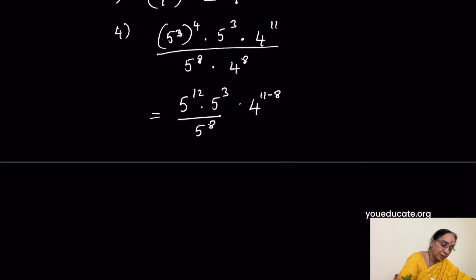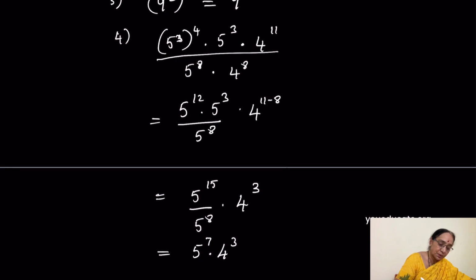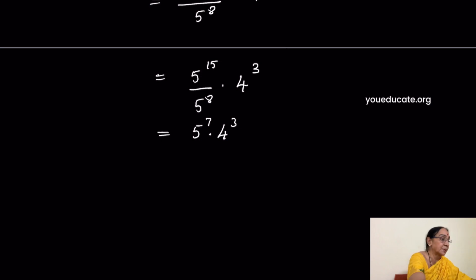Now, combining these two in the numerator, 5 raised to 15 divided by 5 raised to 8. 4 raised to 11 minus 8 is 3. And here 15 minus 8, 7. So my final answer is 5 raised to 7 times 4 raised to 3. So these three rules, they are product rule, quotient rule and power rule. You have to remember and use them just as we did in these examples.